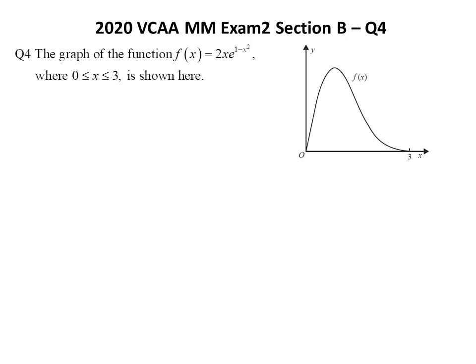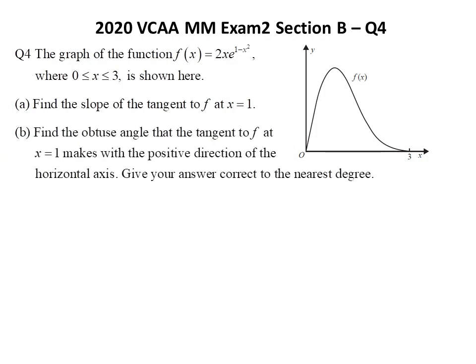In question 4, based on its graph and the function f of x equals 2x multiplied by e to the result of 1 minus x squared, where its domain is over the closed interval from 0 to 3. There are 5 parts in this question. Part A is to find the slope of the tangent to f of x at x equals 1. Part B is to find the obtuse angle that the tangent to the f of x at x equals 1 makes with the positive direction of the horizontal axis.